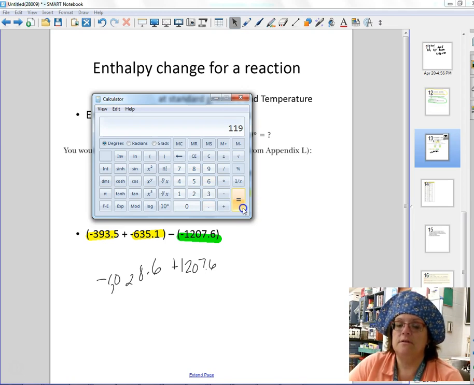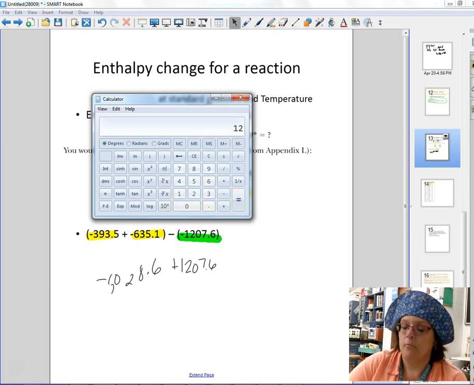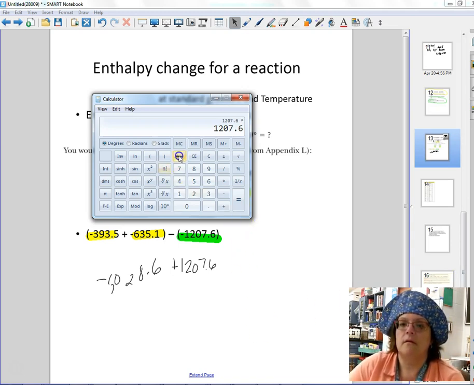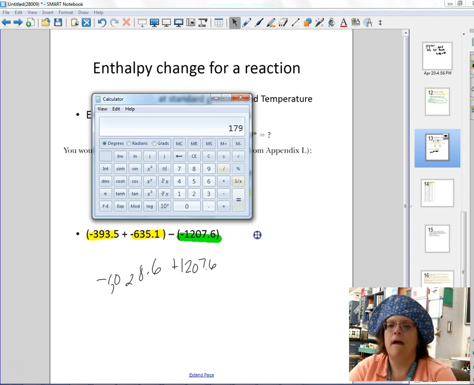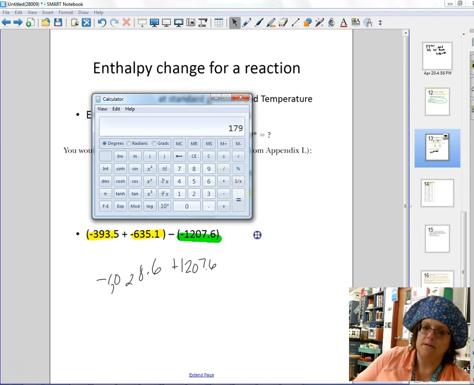And that didn't work very well. 127.6 minus, oh, what have I done? Let's start over. 7.6 minus 1028.6, 179. And it's a positive value.